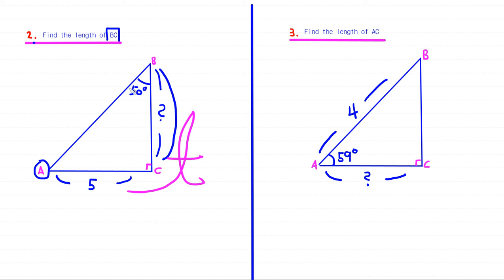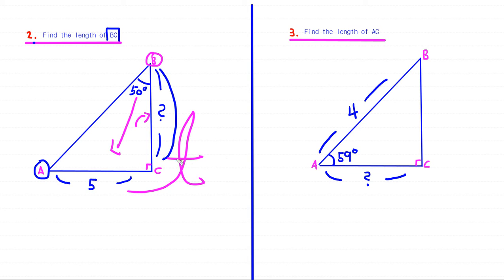But the center angle is 50 degrees, which is B in this case, not A. So opposite side over adjacent side. That means we are applying tangent for this question.